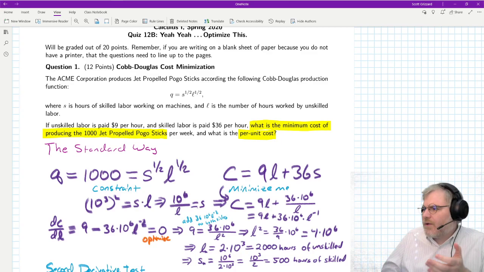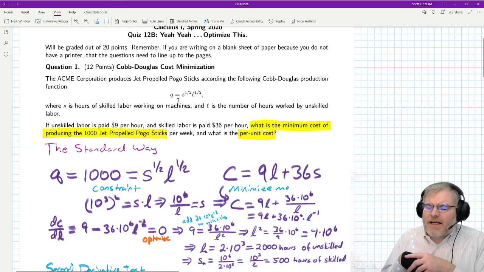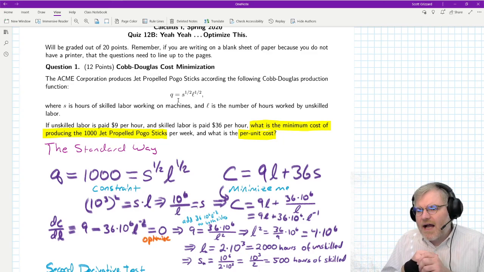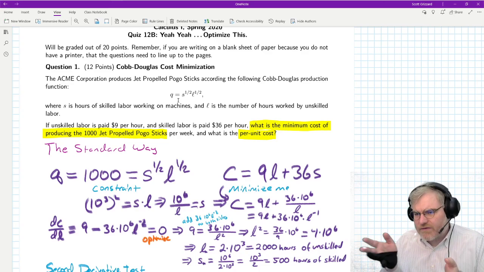So I've got some kind of production function. Okay. And in order to produce my jet propelled pogo sticks for Wile E. Coyote to, you know, hit himself in the head of cliffs with, I have skilled and unskilled labor mixed together. And that's kind of pejorative, right? But I can think of skilled labor as labor with machines, you know, robots with IT managers on them. And then I've got kind of unskilled labor, again, pejorative, but this is just basically labor that doesn't need machines.